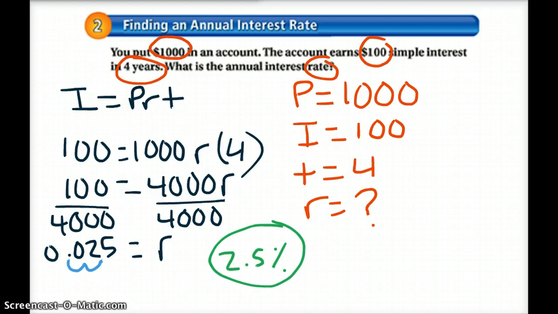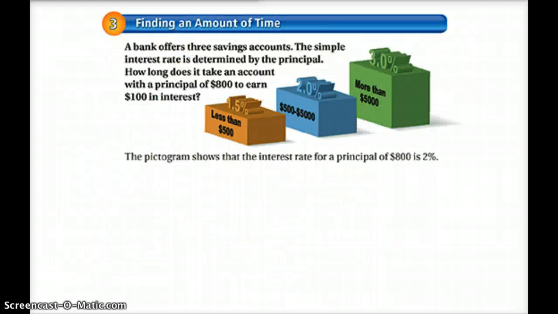Let's look at one more example. In our final example, we're finding an amount of time. A bank offers 3 savings accounts. The simple interest rate is determined by the principal. If you take a look at the pictogram, it tells you that if your principal is less than $500, your rate will be 1.5%. If it's between $500 and $5,000, it will be 2%. And if it's more than $5,000, it will be 3%.